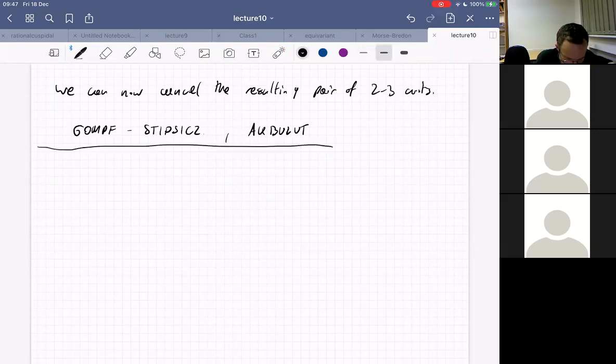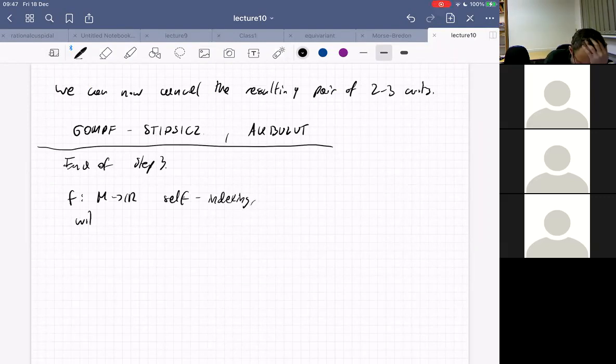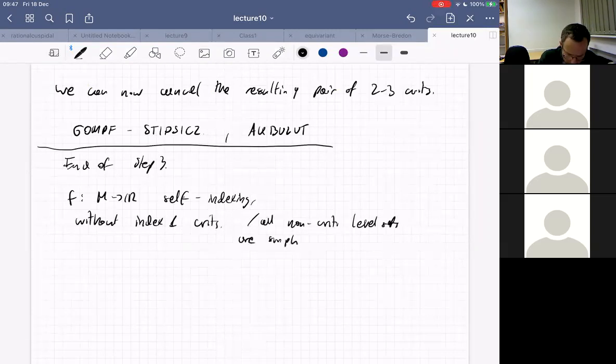So this is the end of step 3. Where we are, let me recall: we have a function f from M to R, self-indexing, without index 1 critical points. So all non-critical level sets are simply connected. So now we do the procedure.